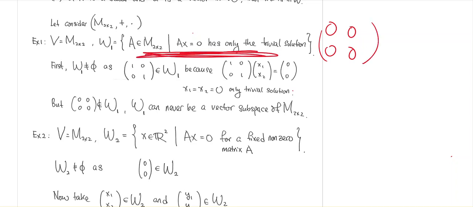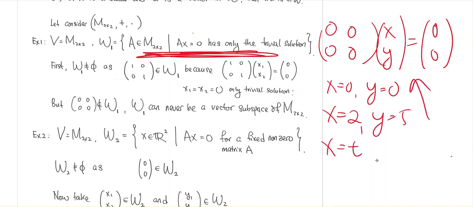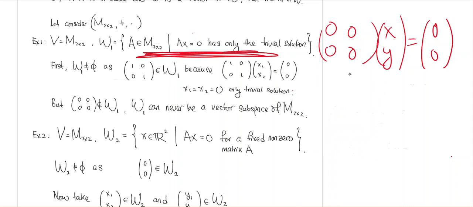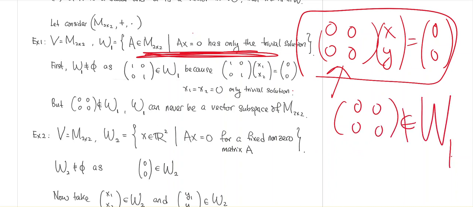Why is that so? If you look at the system of equations, you can see that it gives you infinitely many solutions. In fact, x equal to 0 and y equal to 0 is one of the solutions, but obviously x equal to 2, y equal to 5 is also a solution. You can set x equal to t, y equal to s. The system has 2 parameters and generates infinitely many solutions, as we have studied before. This system does not give you only the trivial solution. Therefore, the zero matrix does not belong to W1. You cannot find [0 0; 0 0] in W1.